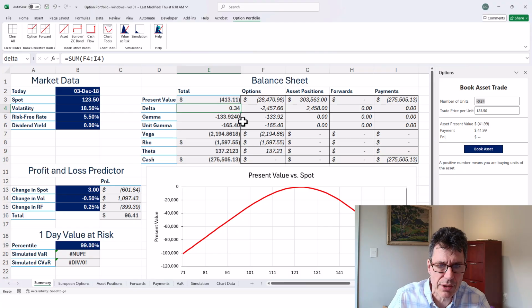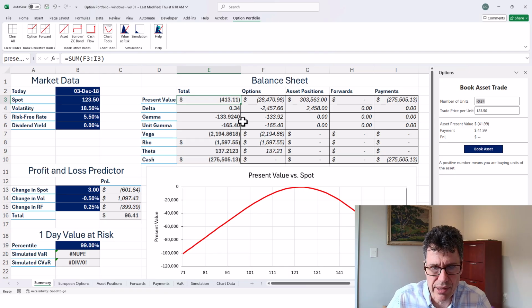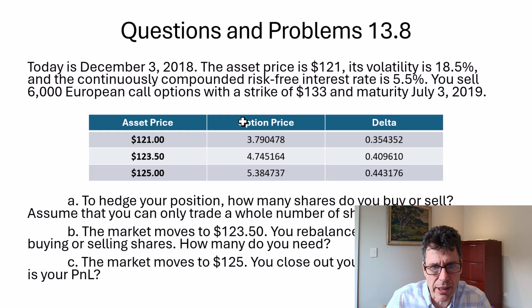Again, our delta is small. Effectively, what this does is it locks in that $413.11 loss. Go back to the problem. That was part B. Part C, the market moves to 125.